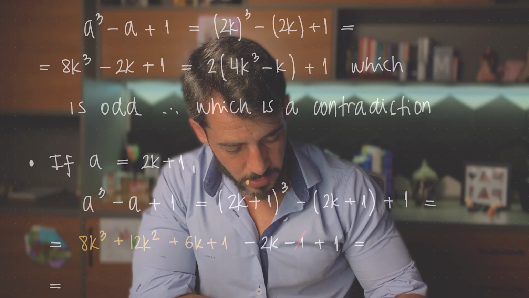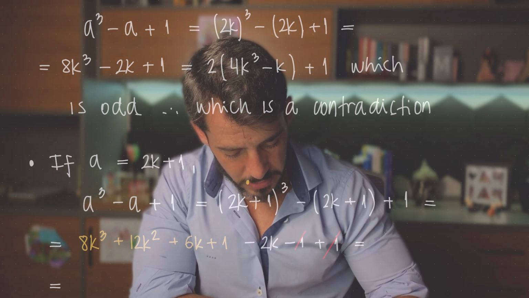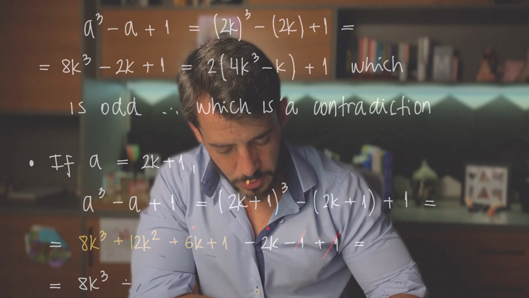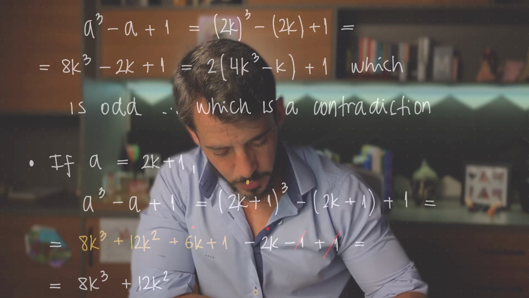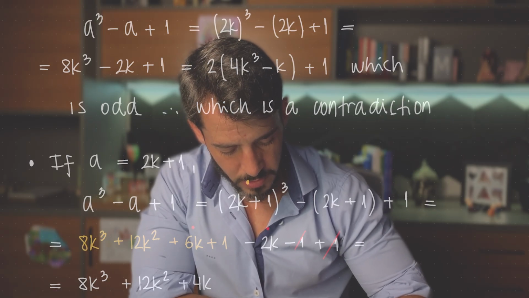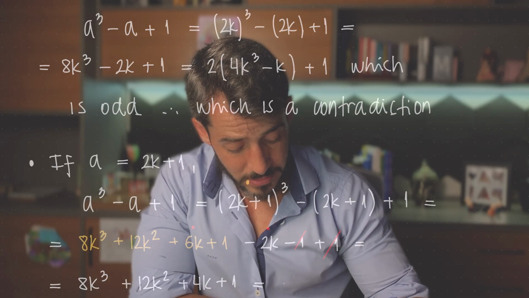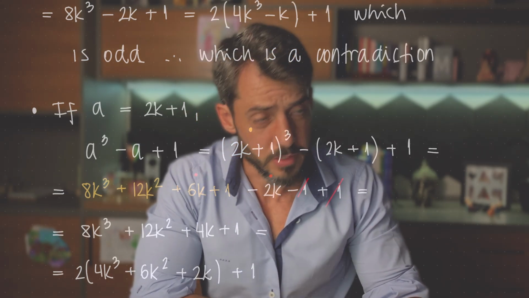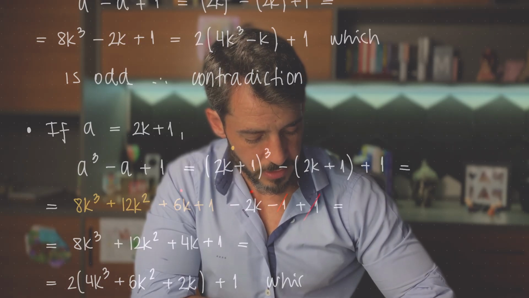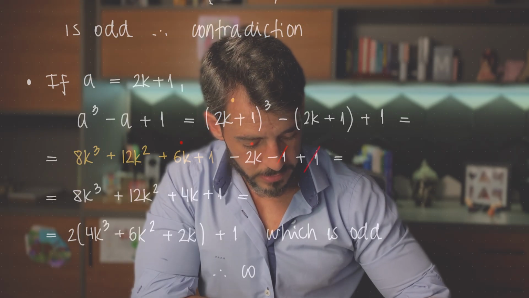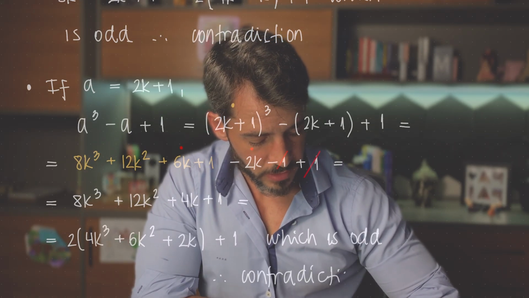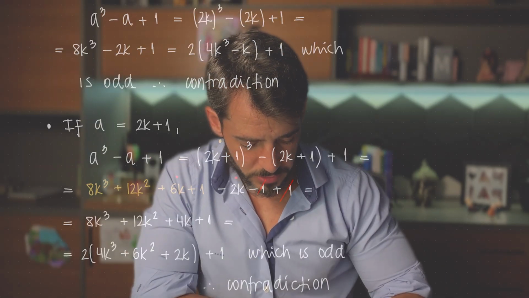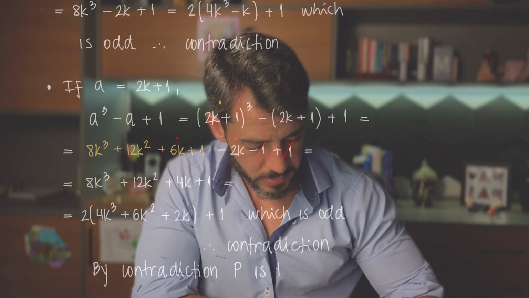We can cross out a couple of 1s and simplify this 6k with the negative 2k, and this gives us 8k cubed plus 12k squared plus 4k plus 1. As you can see already, this is not an even number, this is an odd number. So we write: which is odd, therefore we get a contradiction. And the conclusion, by contradiction, our statement P is actually true.